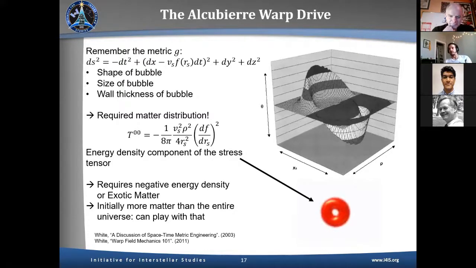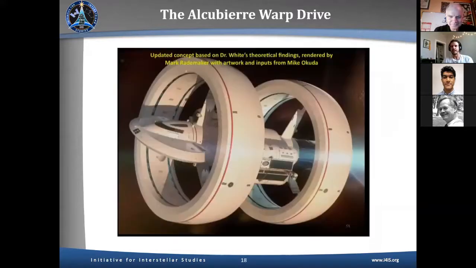And people started to play with it a little bit more, and they realized if they give the distribution of matter a certain shape, like this kind of donut shape here, and then start pulsing the width of this donut, they can actually reduce the amount of matter needed to a couple Jupiter masses, which is still outrageous, but compared to the entire mass in the universe, it's a nice improvement. And then they came up with these nice renderings. That's, of course, always very inspiring to look at.